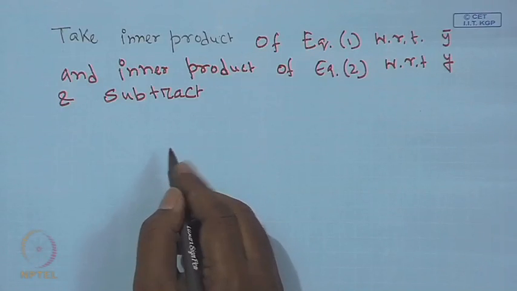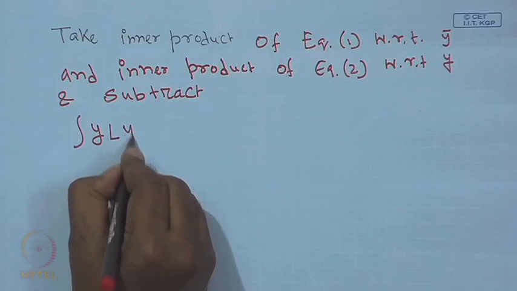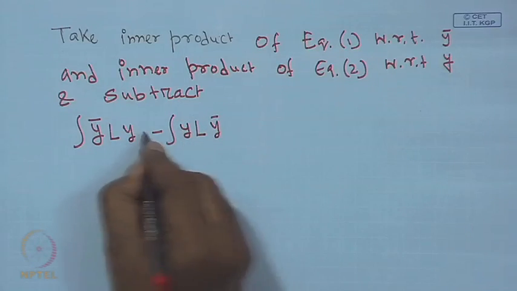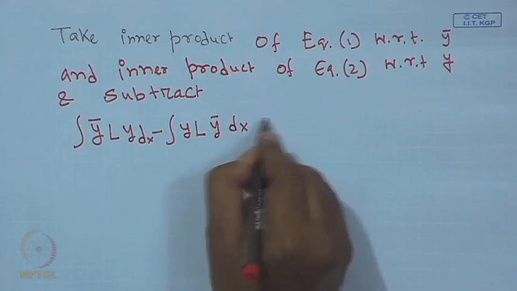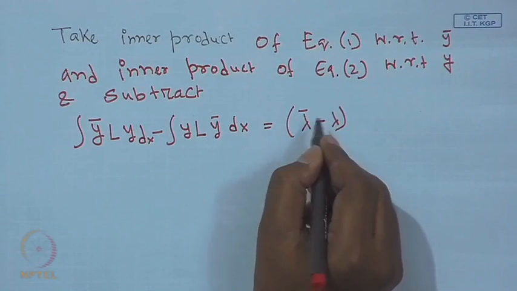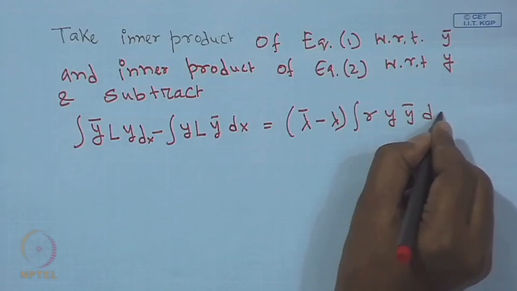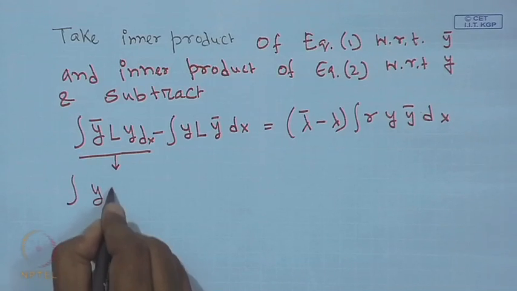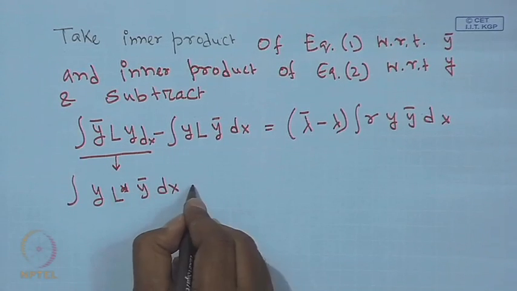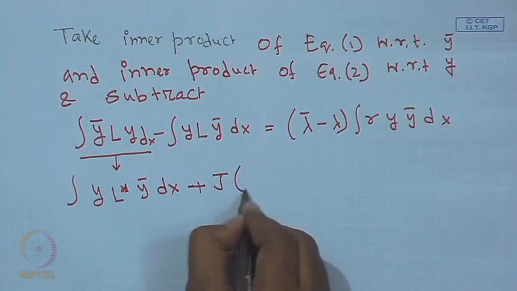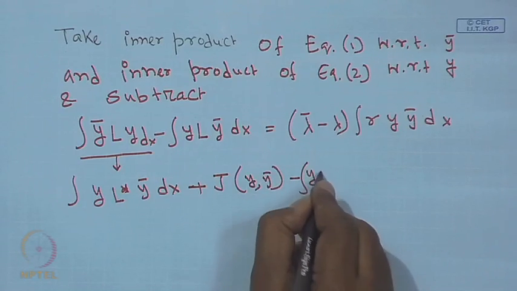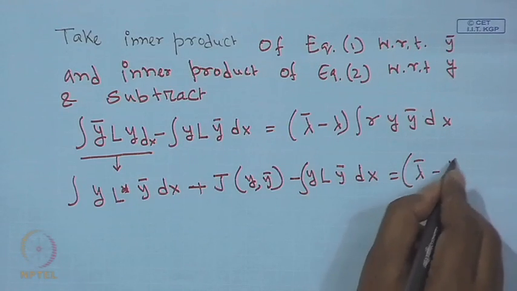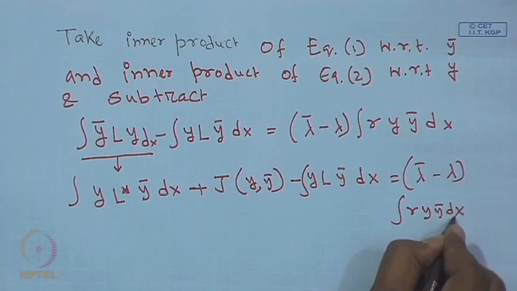If we do the subtraction, we get the integral of y bar L y minus y L y bar dx, equal to lambda bar minus lambda times the integral of r y y bar dx. Now we substitute: the integral of y L star y bar dx plus the bilinear concomitant between y and y bar, minus the integral of y L y bar dx, is equal to lambda bar minus lambda times the integral of r y y bar dx.